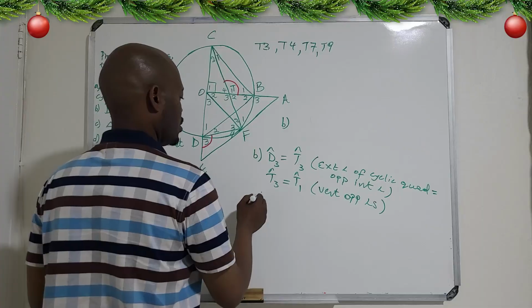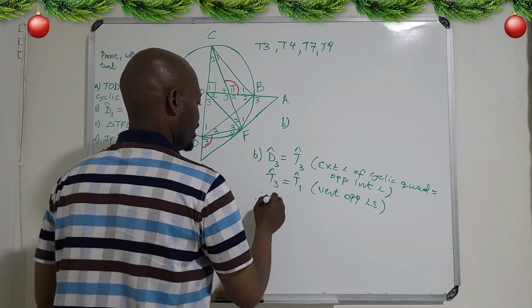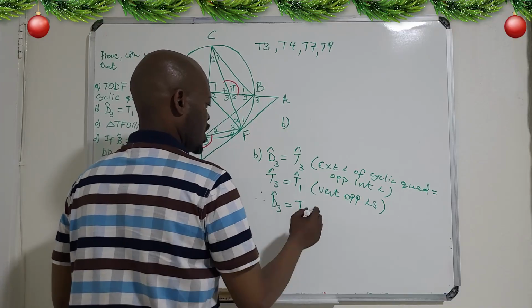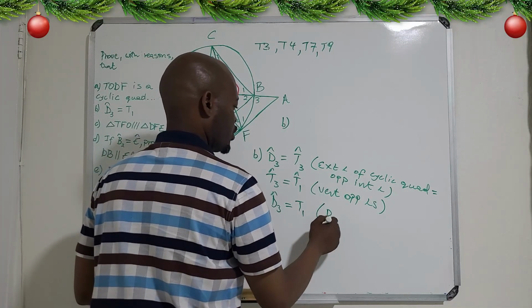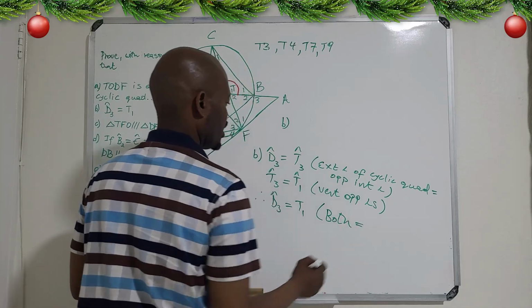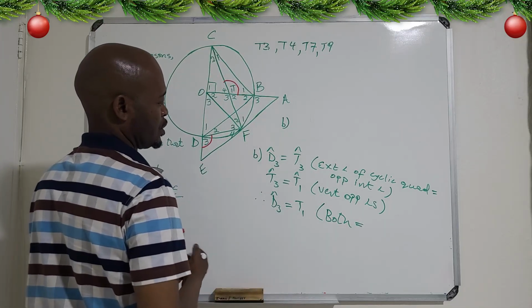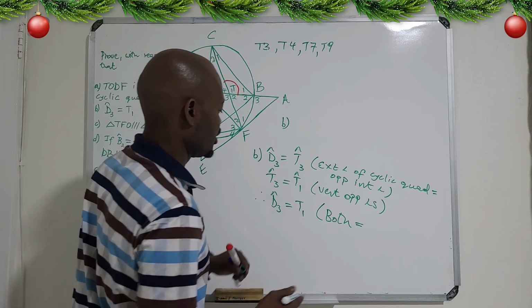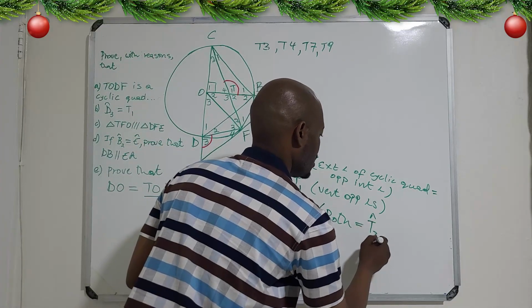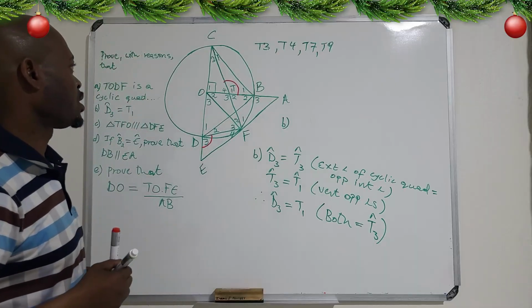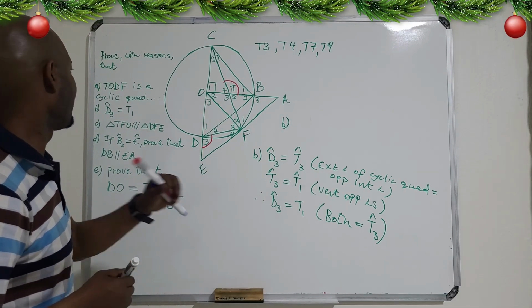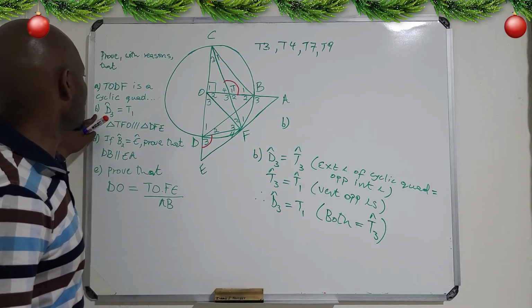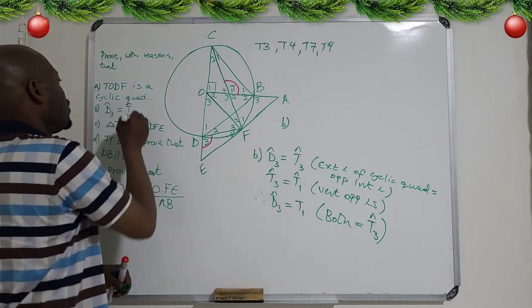Therefore, angle D3 is equal to angle T1, both equal to angle T3. They both equal angle T3. Therefore, we have proved B, that angle D3 is equal to angle T1.